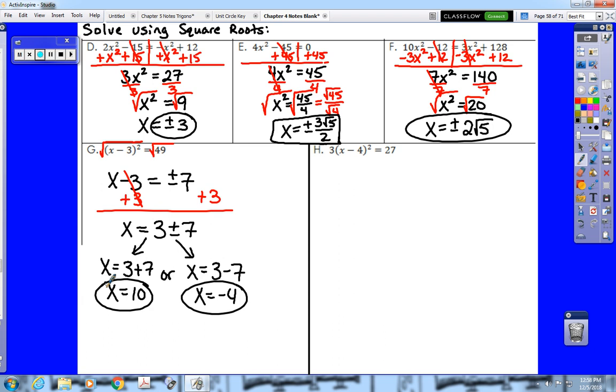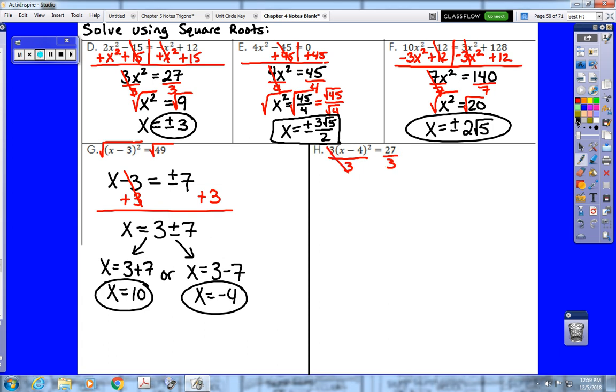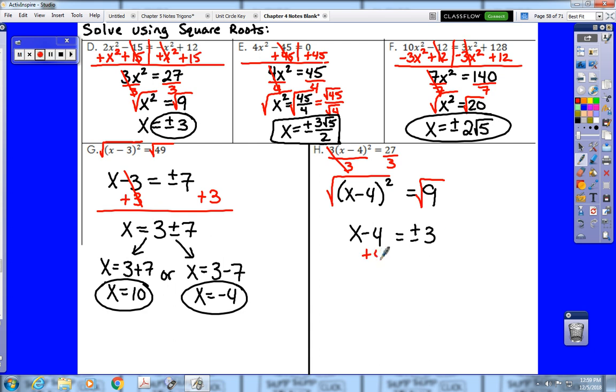Alright, on to letter H. Now here you'll notice the parentheses are not by themselves. So the first thing you have to do is divide each side by 3. That would give us x minus 4 quantity squared equals 9. Then we would take the square root of each side to get rid of the parentheses. Again, the root and the exponent will cancel, leaving x minus 4. The square root of 9 is positive or negative 3. Then we add 4 to each side to finish solving for x. So x would equal 4 plus or minus 3.